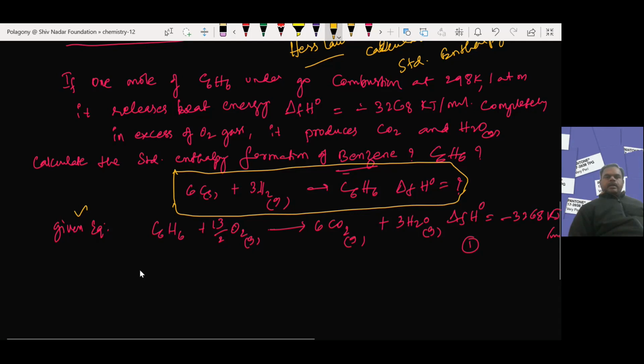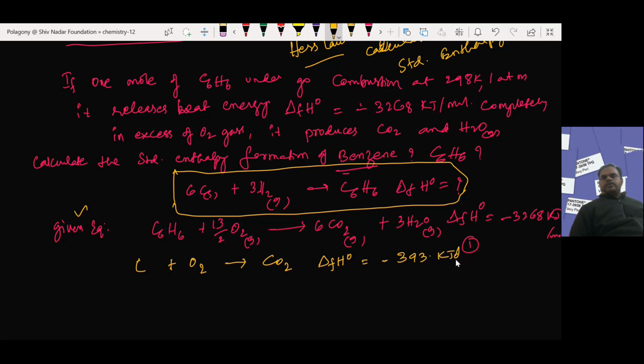As we know, carbon combines with oxygen to form CO2, and the standard enthalpy of formation of carbon dioxide is -393 kilojoules per mole. But in this equation, 6 moles of carbon dioxide are formed. So now I'm taking 6C and 6O2, which is multiplied by 6.